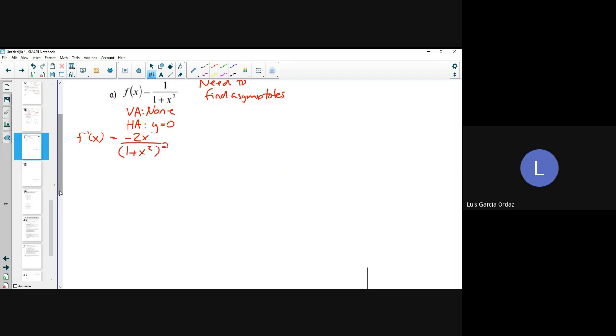So let's set our derivative equal to 0. So I get 0 is equal to negative 2x over (1 plus x squared) to the power of 2. Cross multiply, I get 0 is equal to negative 2x. I get x is equal to 0.